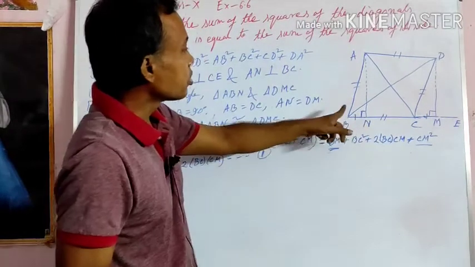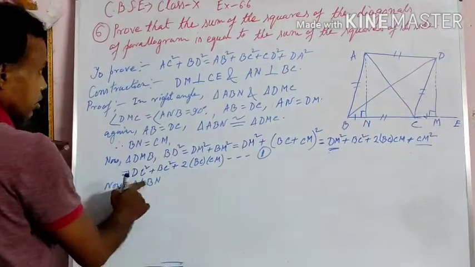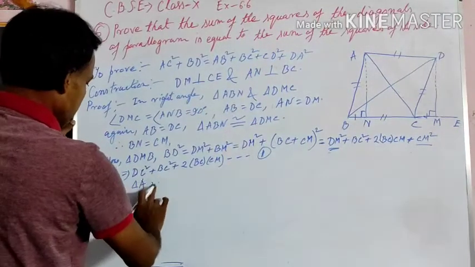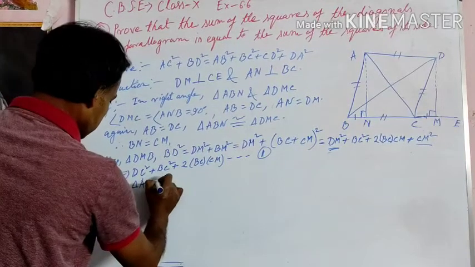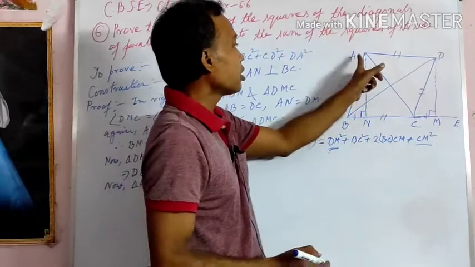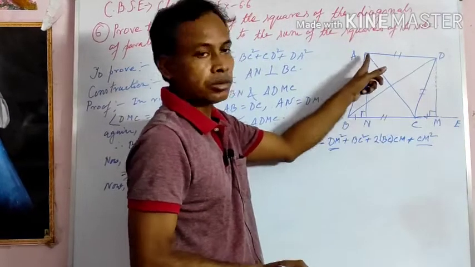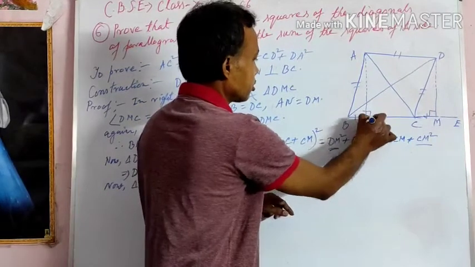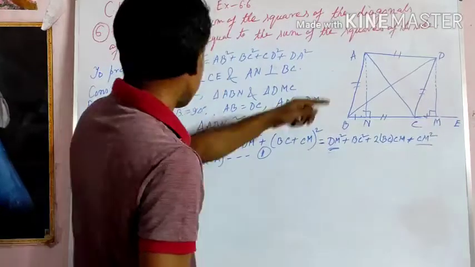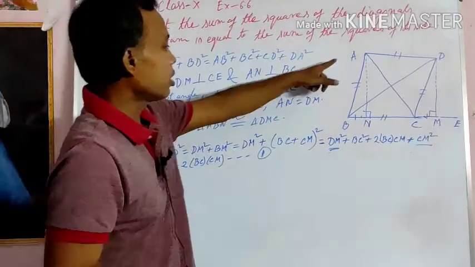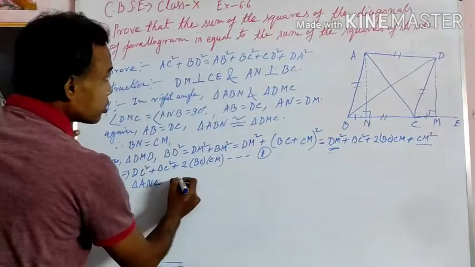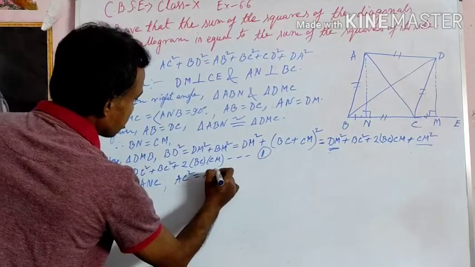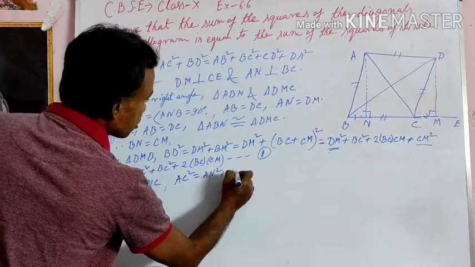Pythagoras theorem. Now we take ANC, because here another diagonal is AC, that is why we will take ANC. This is also right angled at the point N. So in case of a right angled triangle, applying Pythagoras theorem for the triangle ANC, AC square is equal to AN square plus NC square.